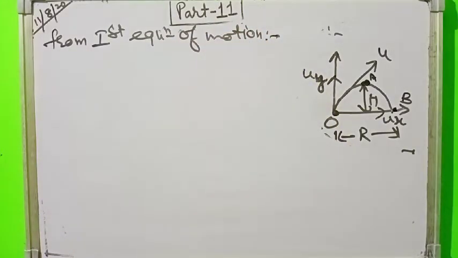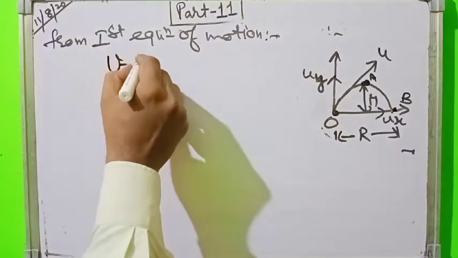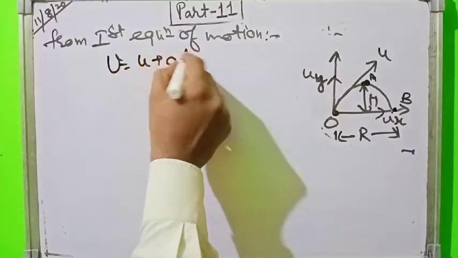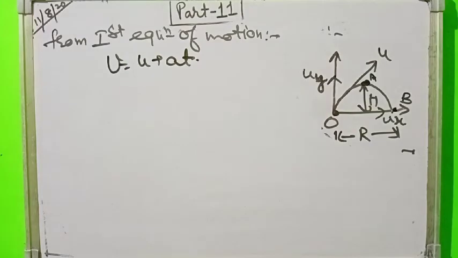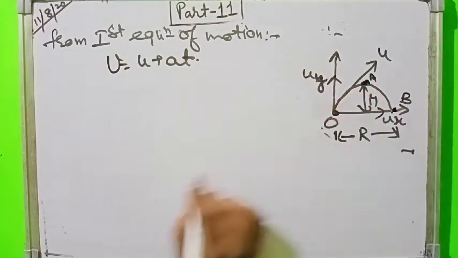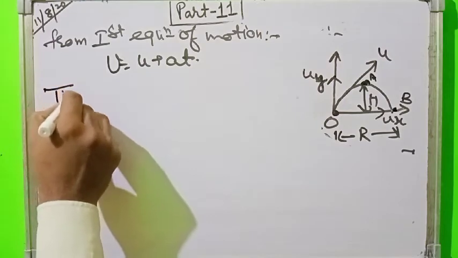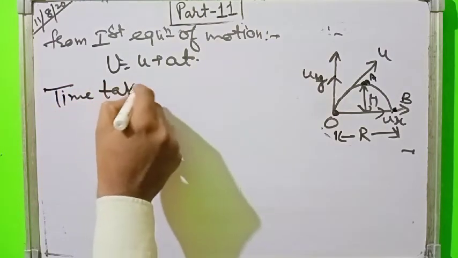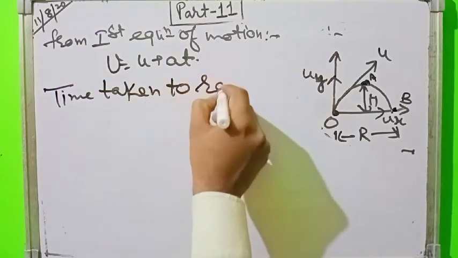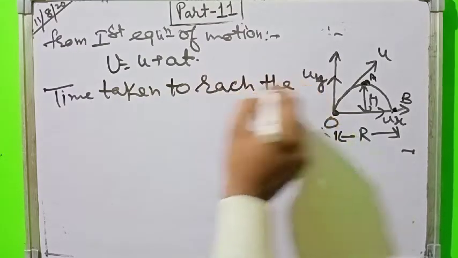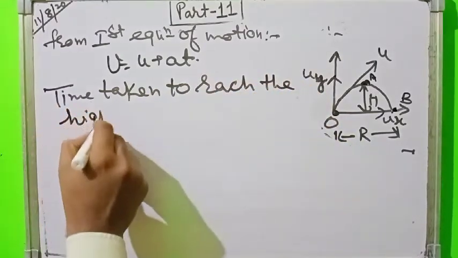First equation of motion, v is equal to u plus at. This is the first equation of motion. Now, dear students, at point A, the highest point, the vertical component of the velocity becomes 0. Time taken to reach the highest point.